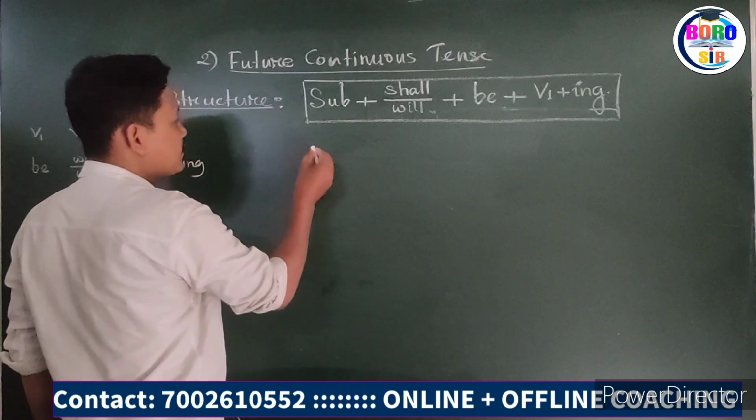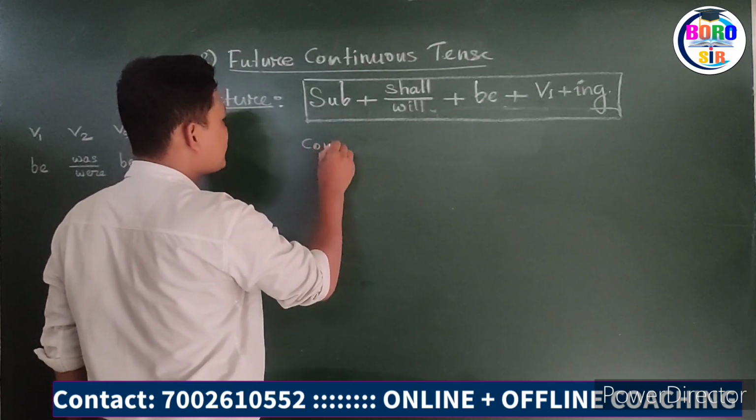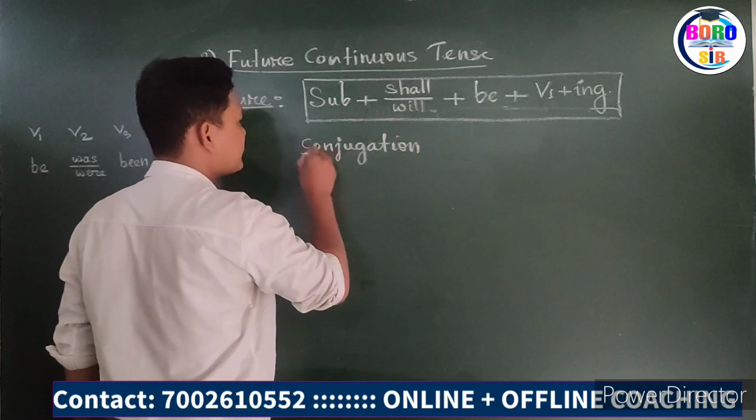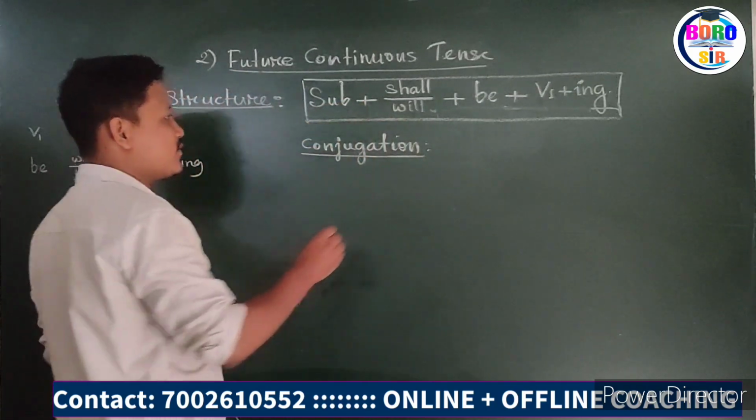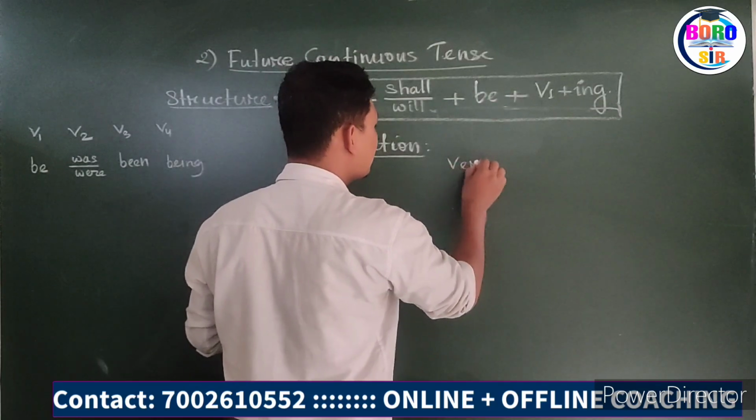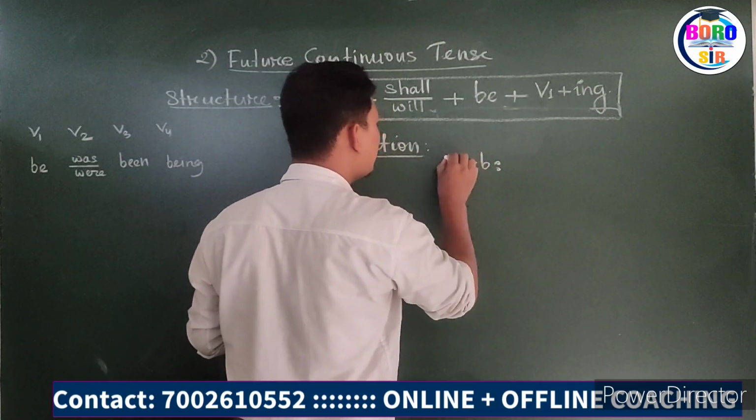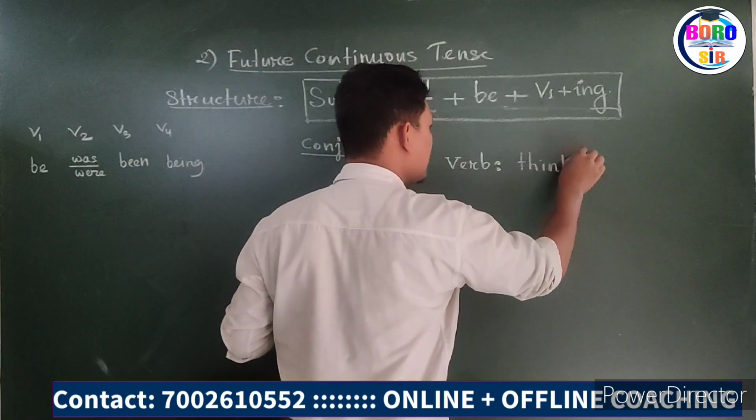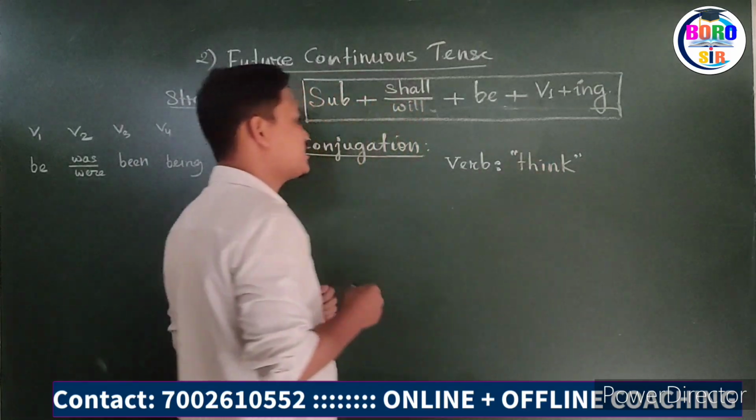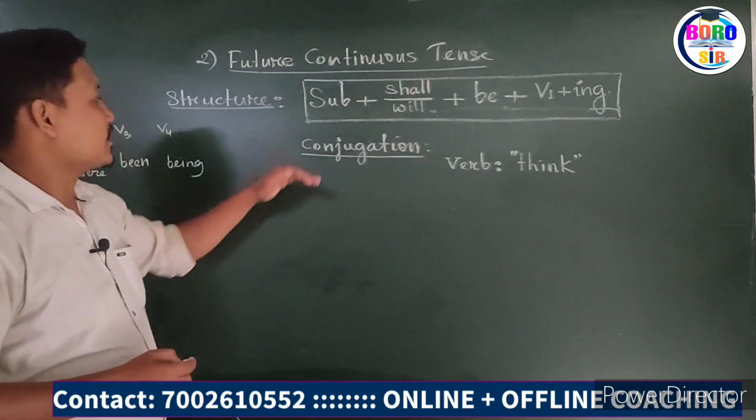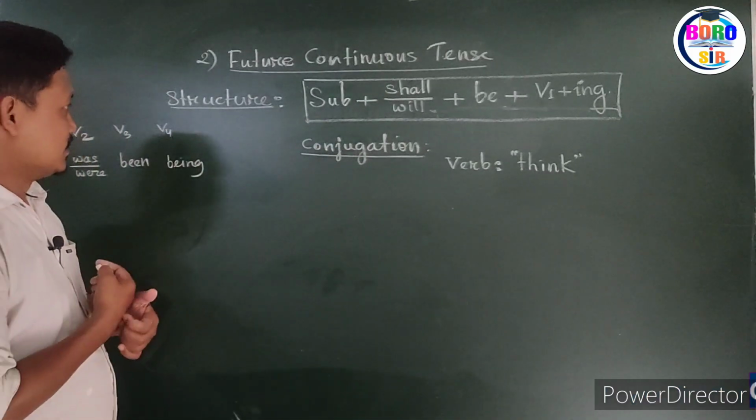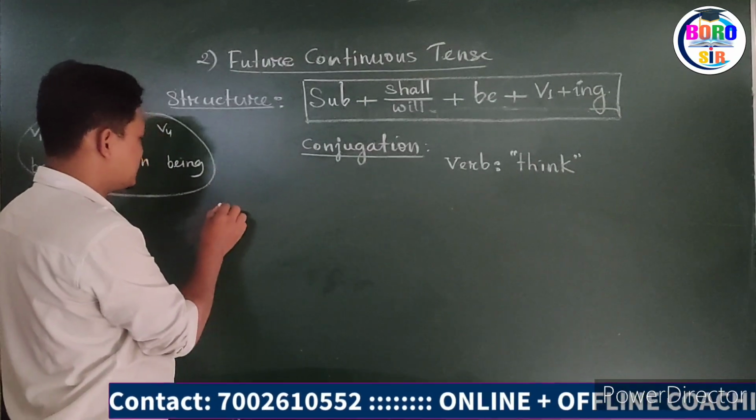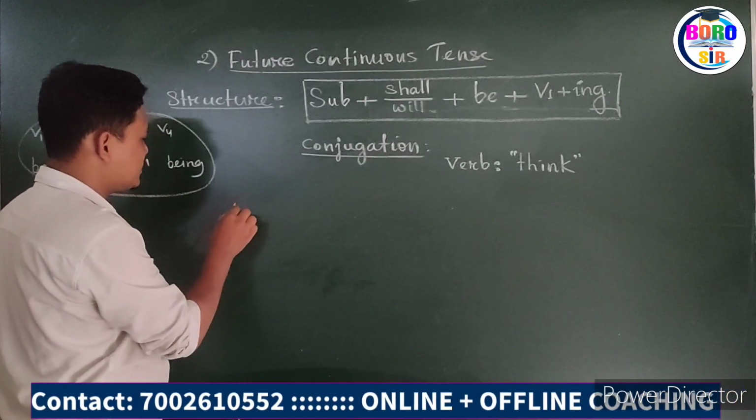Now let us try to write the conjugation for this tense. In order to write the conjugation we need a main verb, so we are going to take any one of the main verbs present in English. Let me take the main verb think here. Now we are going to construct the conjugation. In order to do that, we need to draw a table.